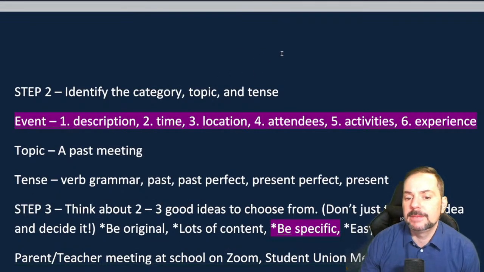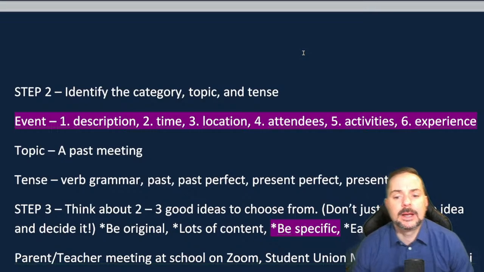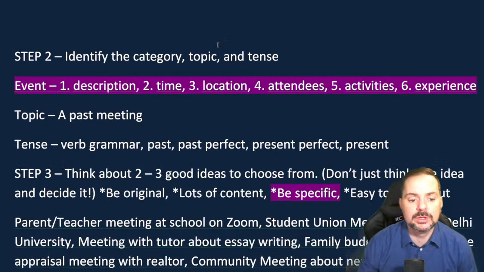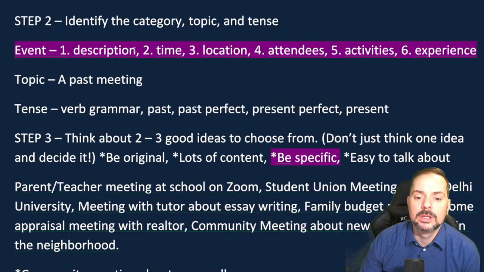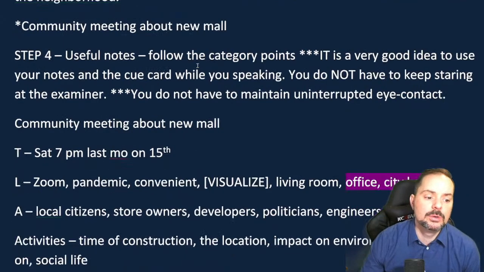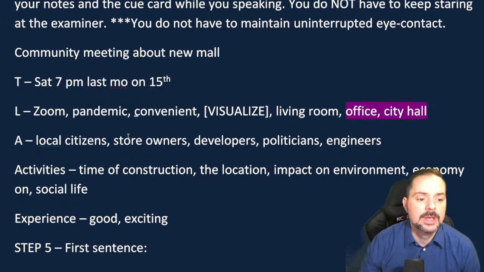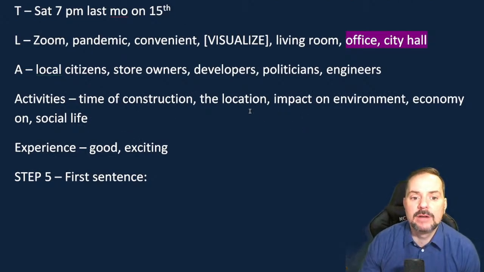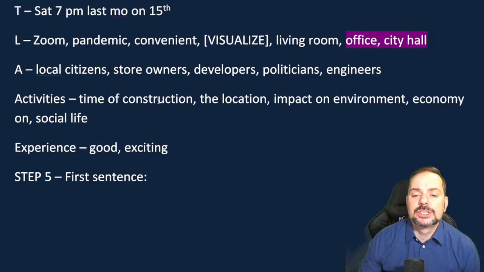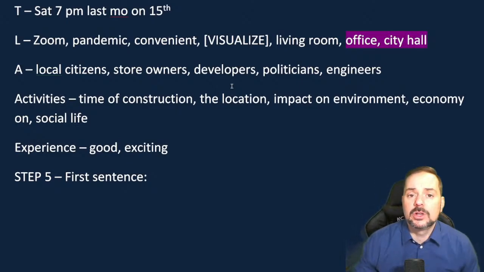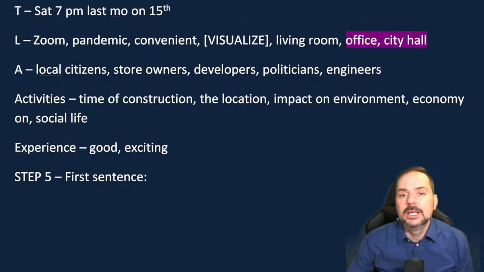Okay, maybe a parent-teacher meeting, maybe a meeting with my volunteer group about picking up garbage in the community, or how about a community project like a shopping mall that they want to build in my neighborhood. I'm going to go with that one. It was held last month. We did it on Zoom. I was in my office. Store owners, developers were there. We talked about the location, the construction, environment, economy. I'm picturing the meeting. It was kind of fun. It was important. It's exciting to have this development.